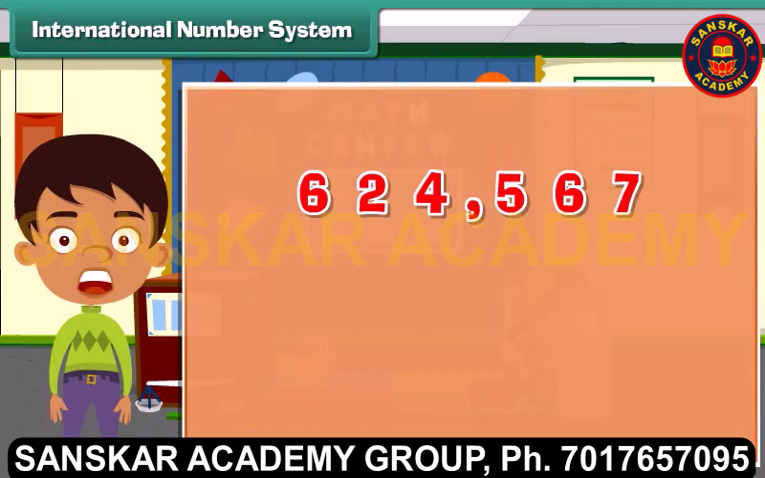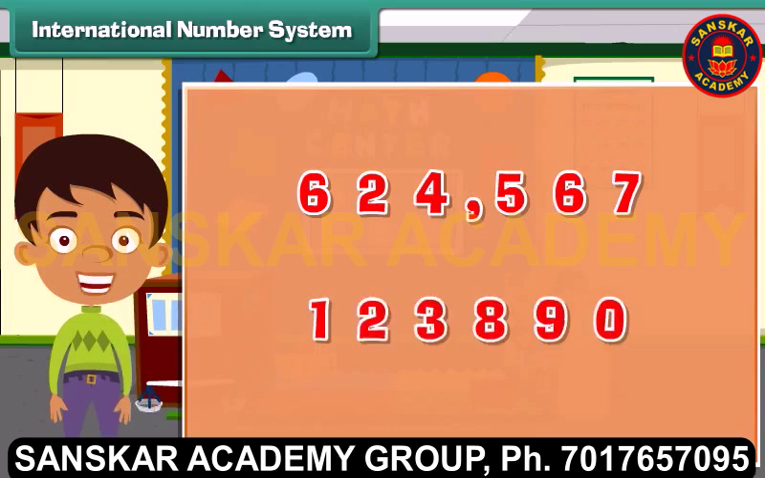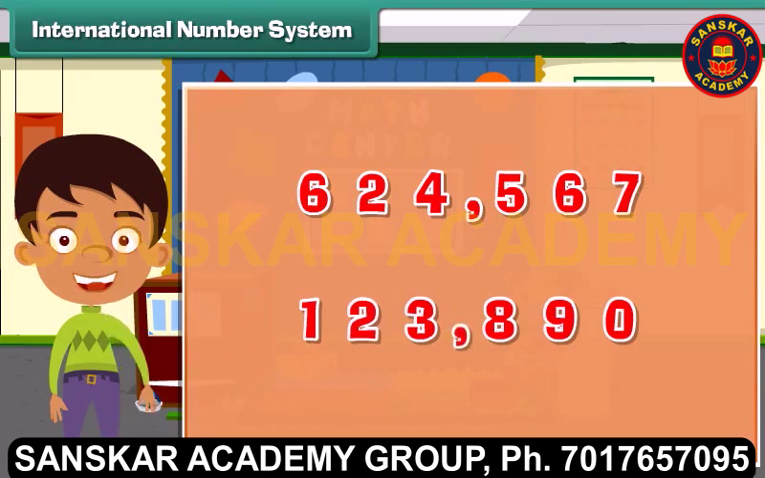Let us look at another number, 123890. The international number system will group it as 123,890. The number is read as 123,890.